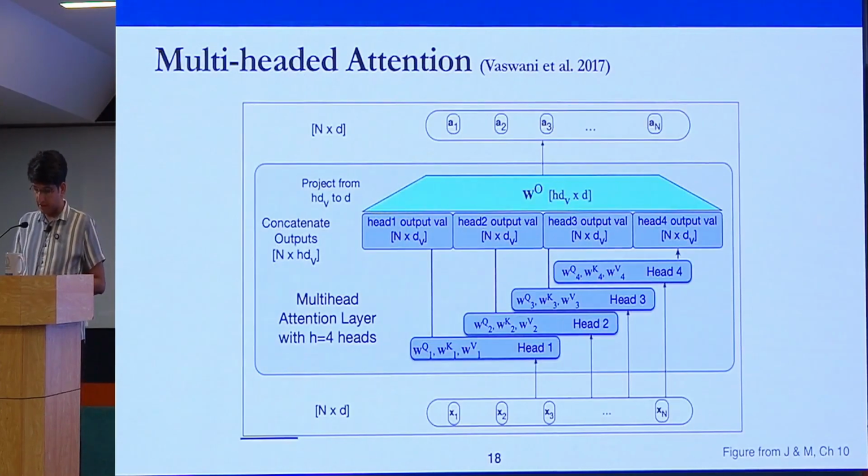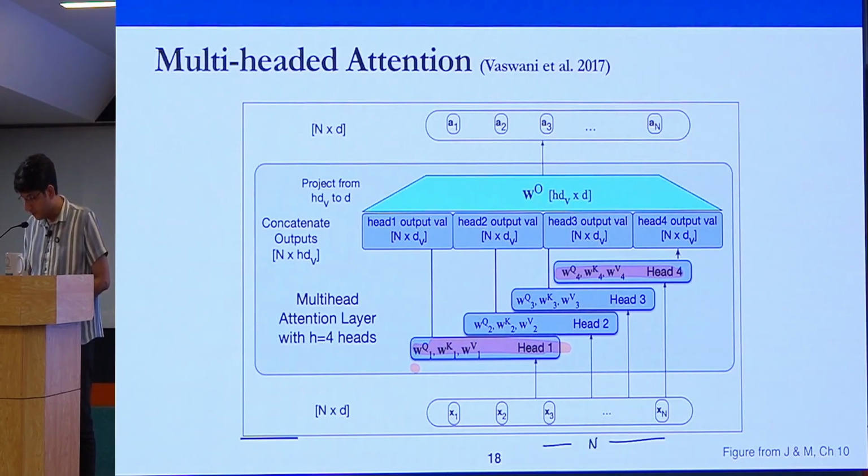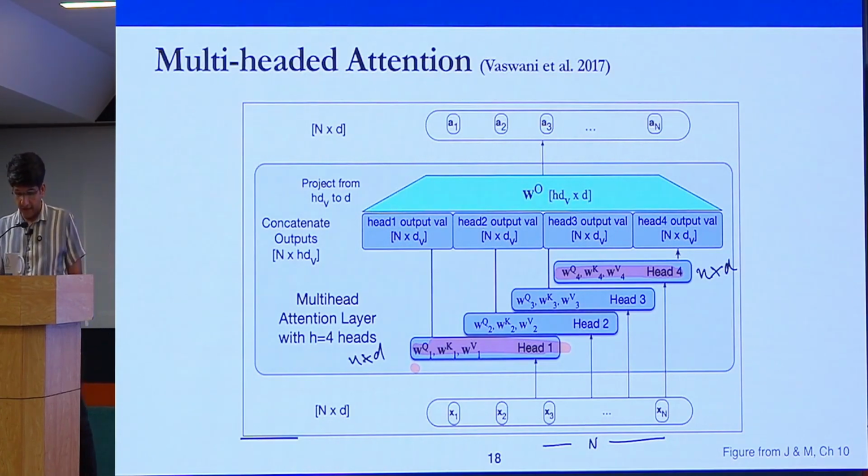The way it works is like this. Let's say you have the KQV for head 1, and similarly KQV for head 4. If you have a sequence of n tokens, you get n cross d output from head 1, and n cross d from head 4. If there are 4 heads, you basically get n cross 4d output. Then you take it back to d dimensions and apply this again.